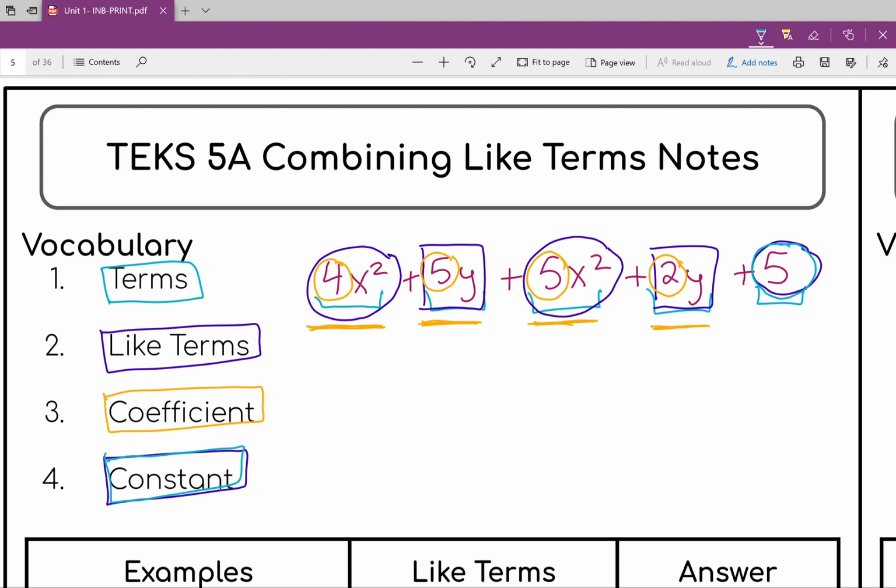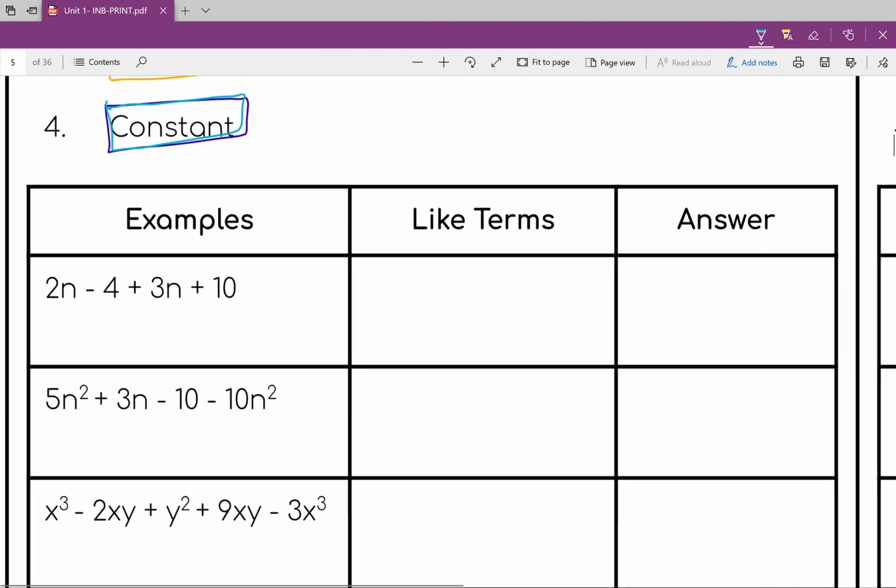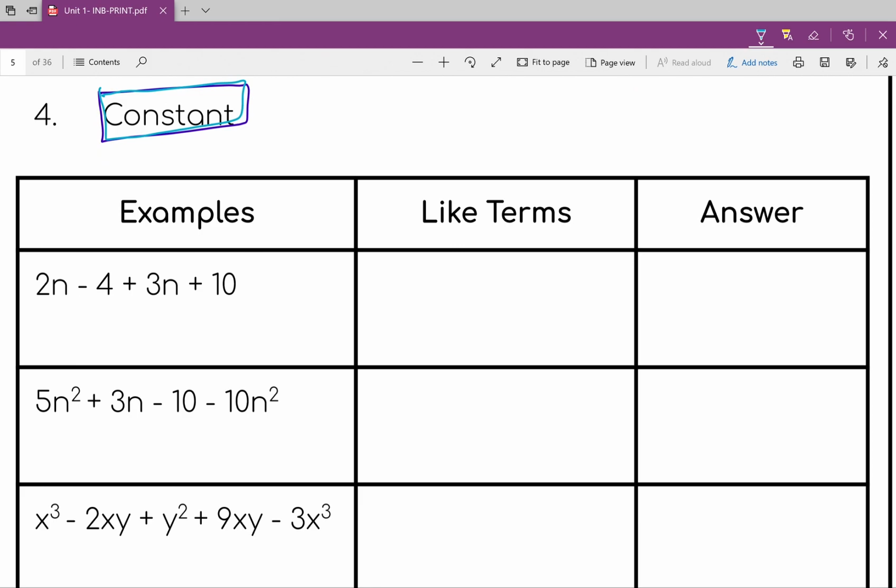Okay, so let's look at some examples. Example 1 says 2n minus 4 plus 3n plus 10. First, we need to find our like terms. Remember, they're the ones with similar variables. So I have 2n plus 3n. I'm going to write that here: 2n plus 3n. And then my other similar ones are my constants, -4 and +10. So I'm going to write -4 plus 10.